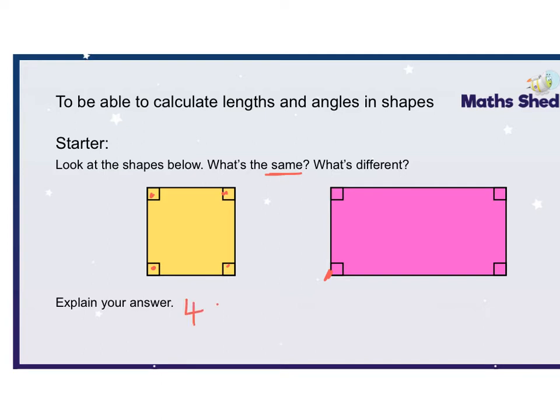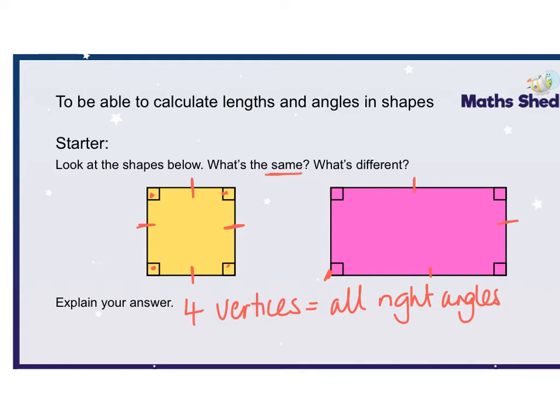So 4 vertices, and they are all right angles. I can also see what is the same is that they have 1, 2, 3, 4 straight sides. Okay, 4 straight sides. That means that they are polygons. A polygon is any shape that has 3 or more straight sides, only straight sides.